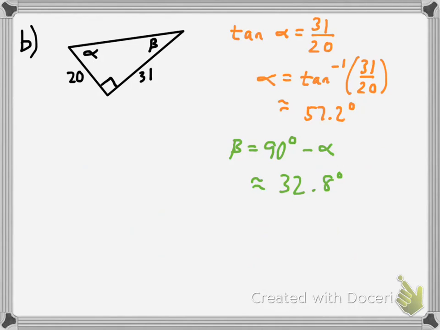All right, so you've learned what the basic trig ratios are, sine, cosine, and tangent, and how to use those to find missing side lengths and missing angle measures in a right triangle.